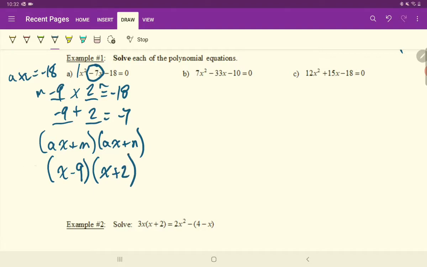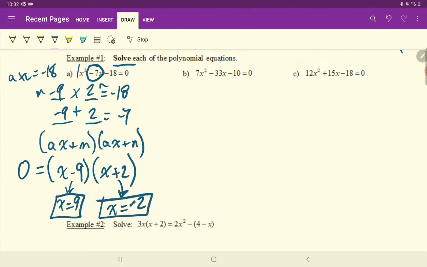Okay? Now it says for us to solve it, so we're not done yet. So set it equal to 0. x equals positive 9 here. x equals negative 2 there. Okay?